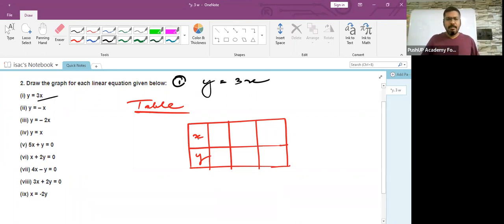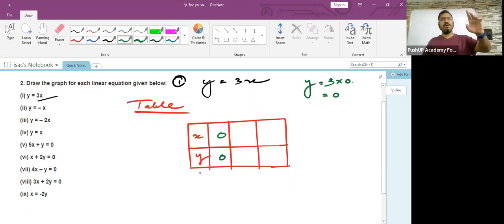So let me give the most simplest value, which is 0. Can I do this? I said, yes, you can give any value for variable x. All right. So let me give the most simple value, that is 0. So can you tell me, if x is equal to 0, how much would be y? 0. Why? Because 3 into 0 will give you 0. Makes sense? So when I put the value of x as 0, I got the value y also as what? 0. Now let me give the value of x as 1.